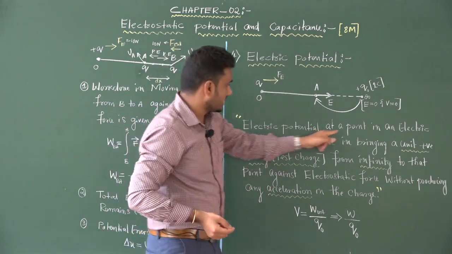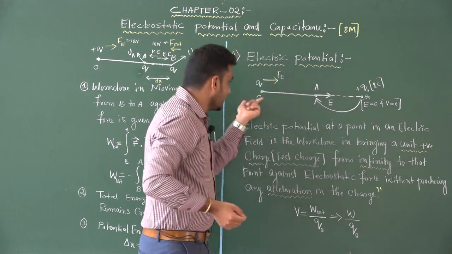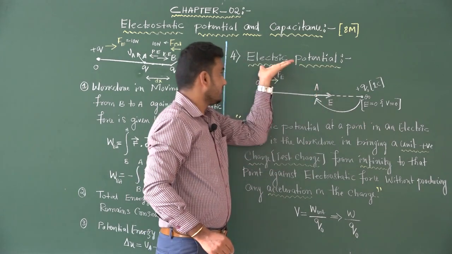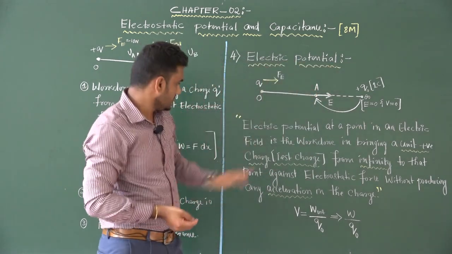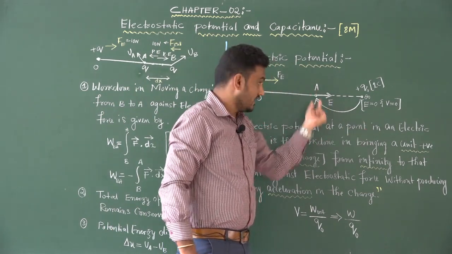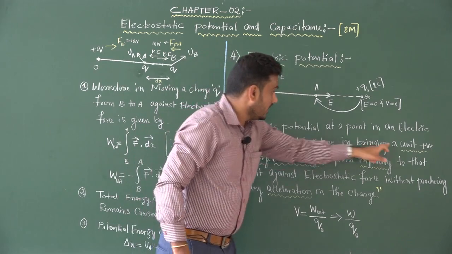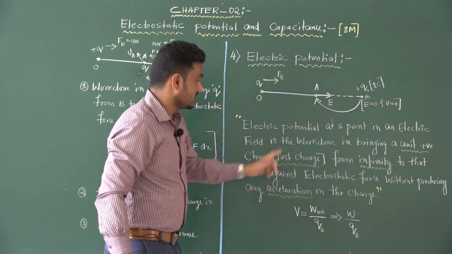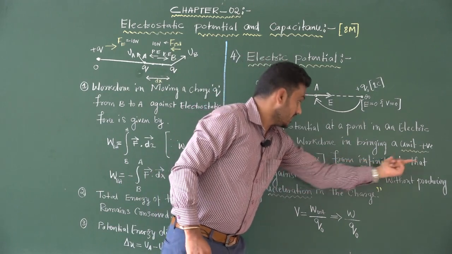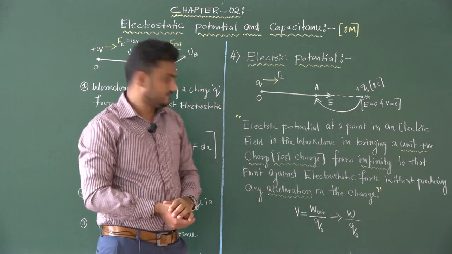Electric potential at a point means A only. In an electric field, I marked a point A. So at this point only we are finding electric potential. Electric potential at a point, that is A, in an electric field is the work done in bringing a unit positive charge or test charge from infinity to that point, the point we marked.